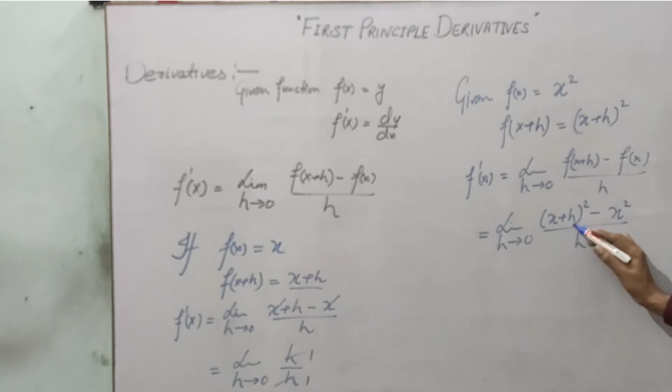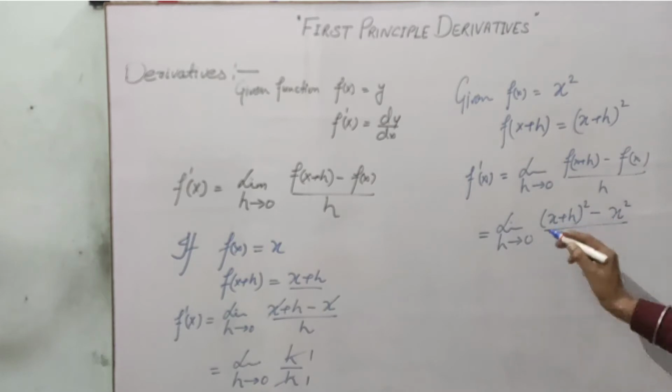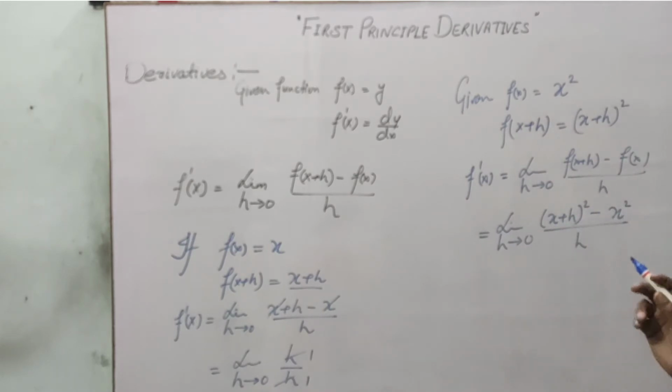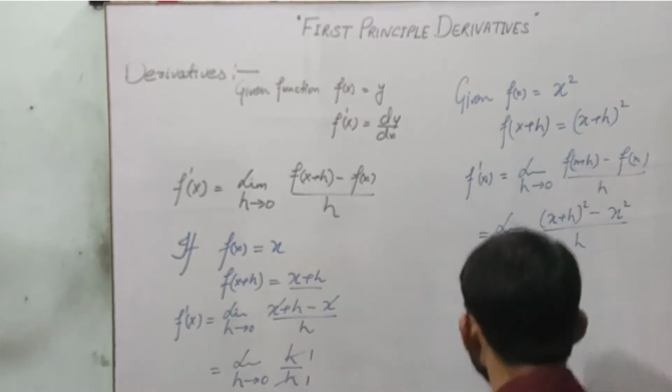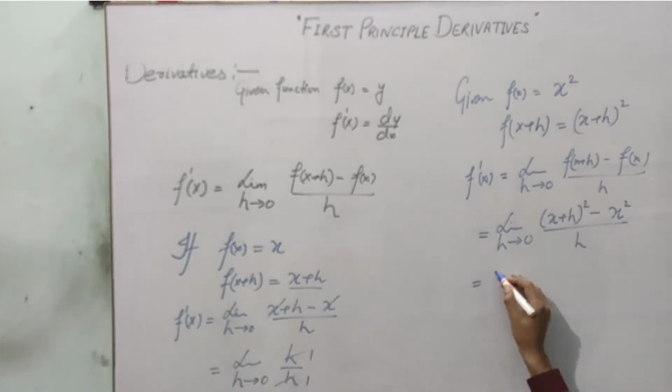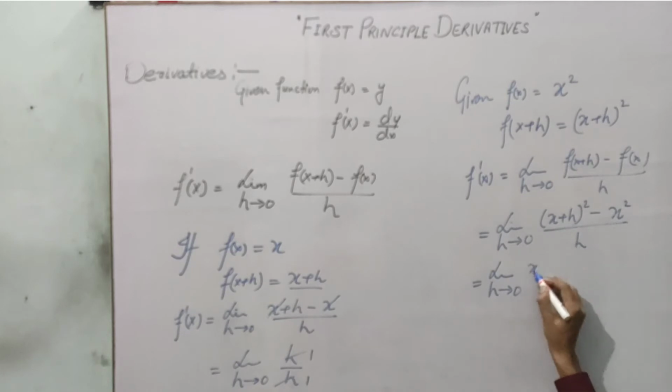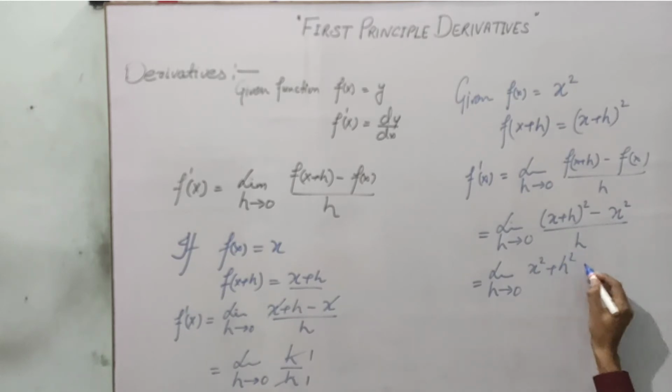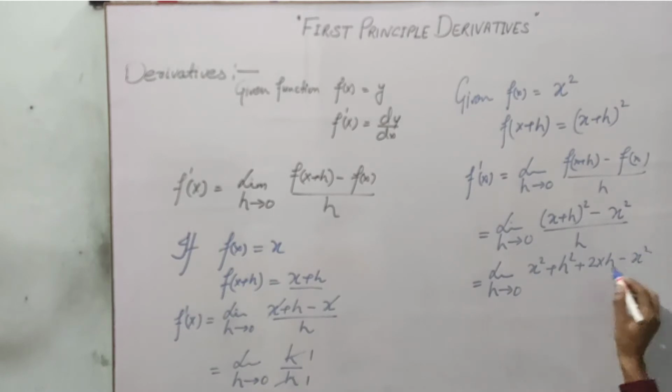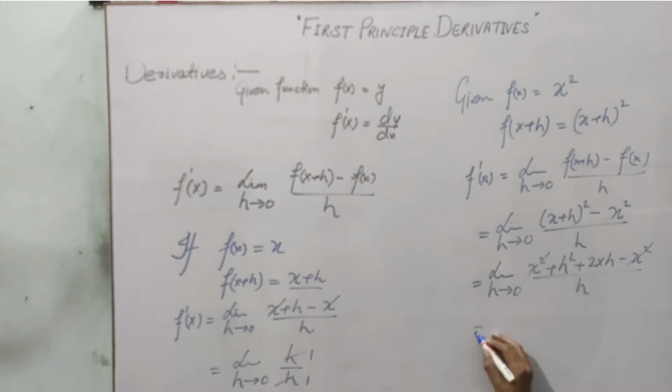Now we could go for a square minus b square, otherwise (a + b) whole square. Whatever you are able to implement, you can implement. So right now I am going for (a + b) whole square: limit of h tends to 0 of (x square + h square + 2xh minus x square) whole upon h. x square and x square cancel.